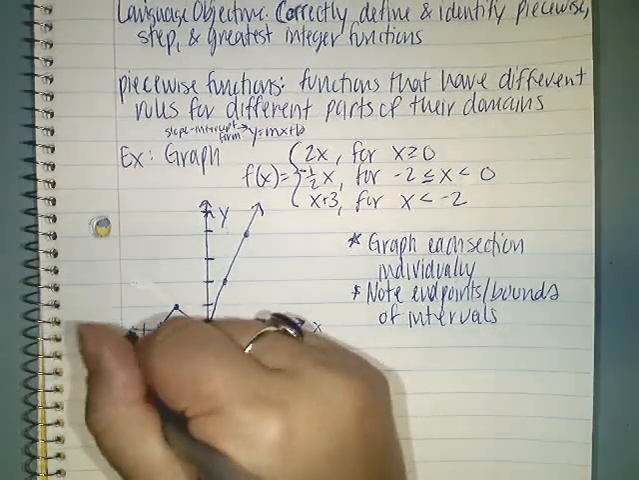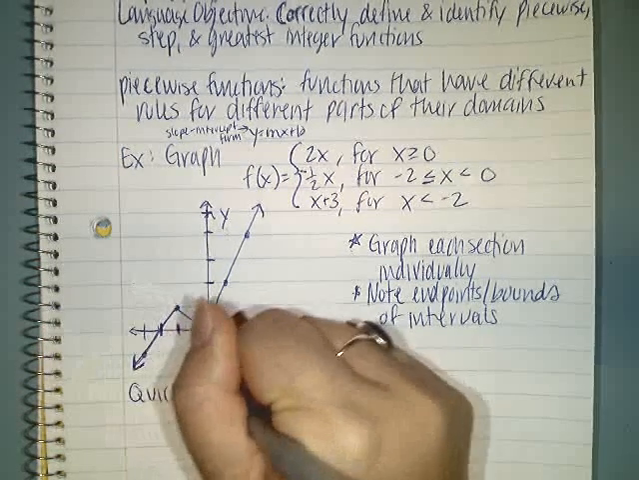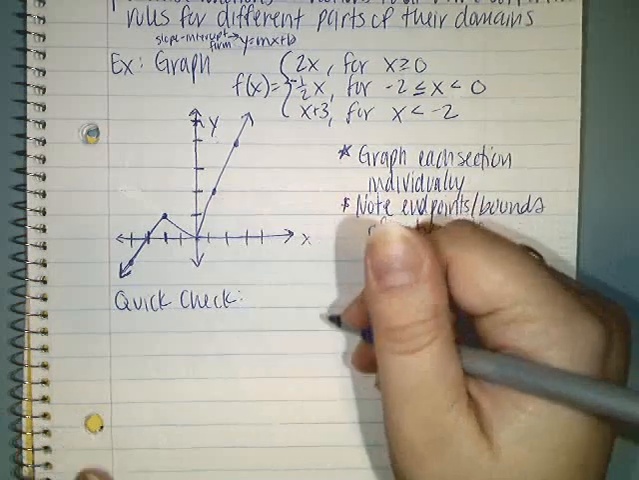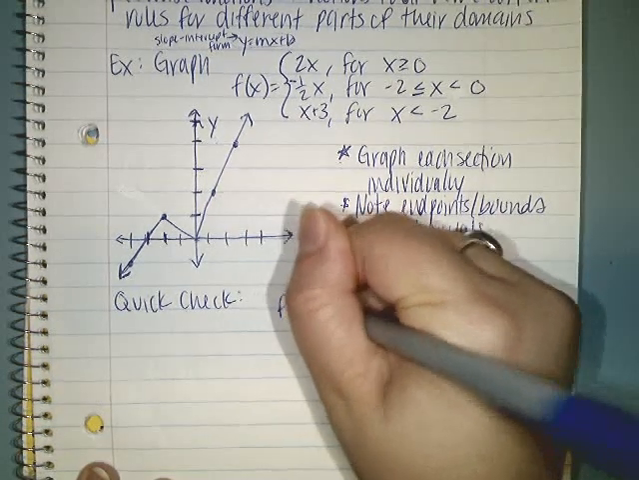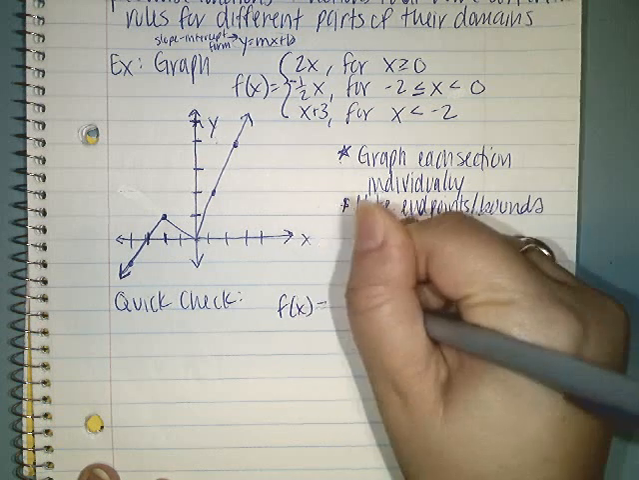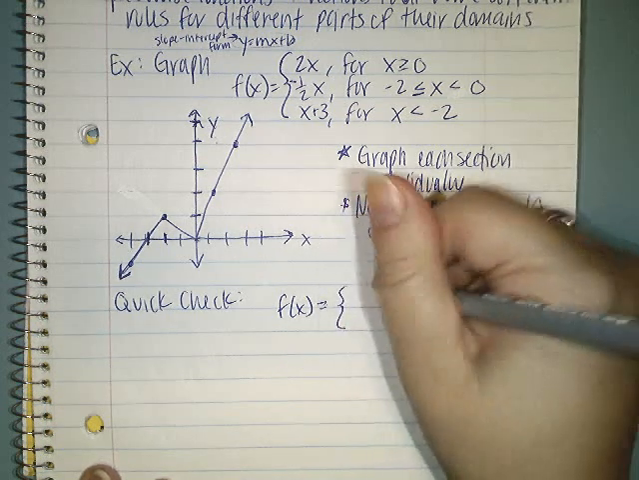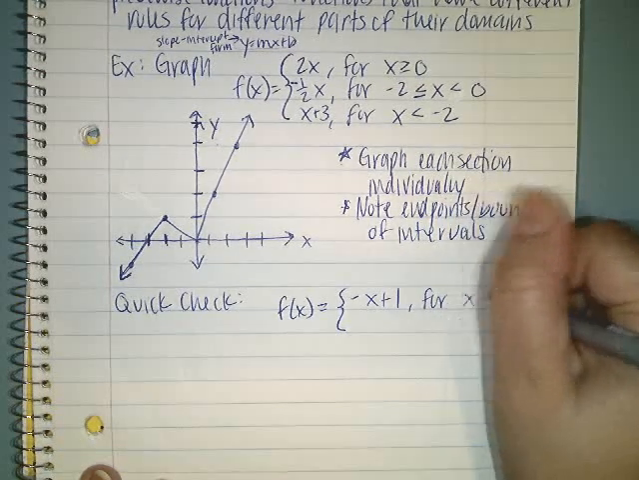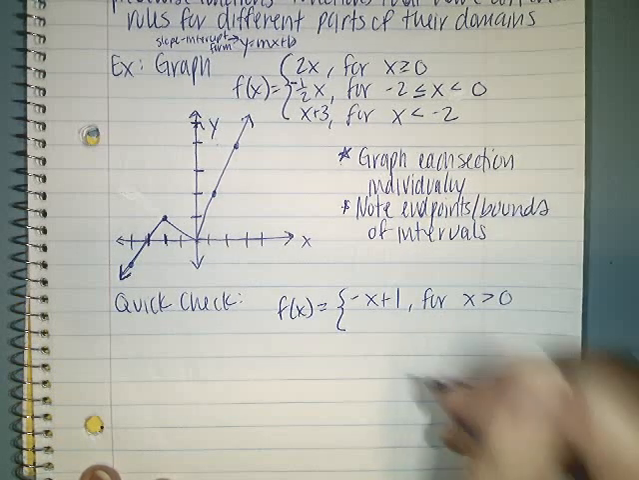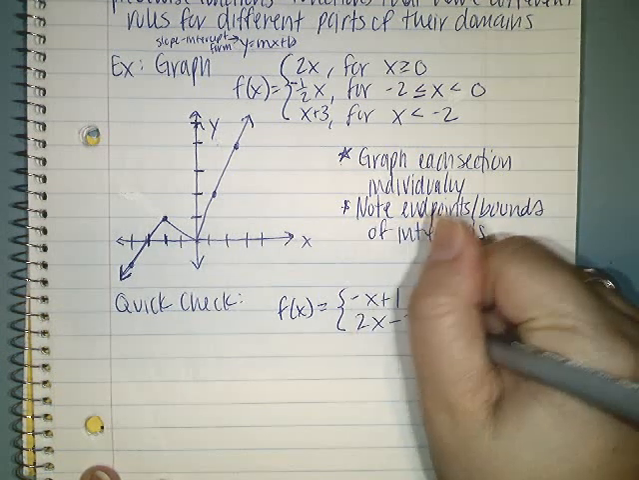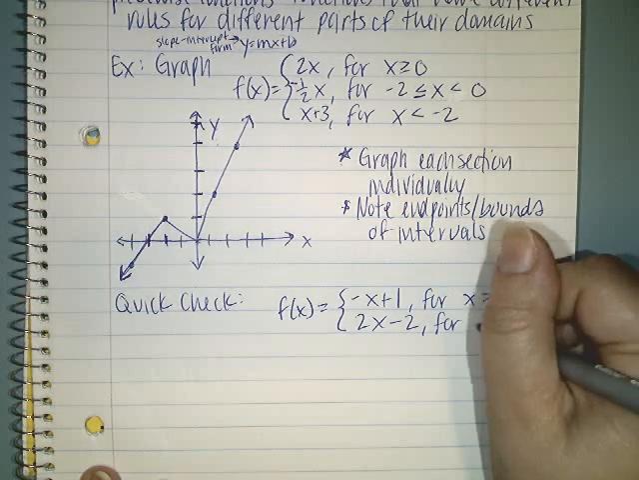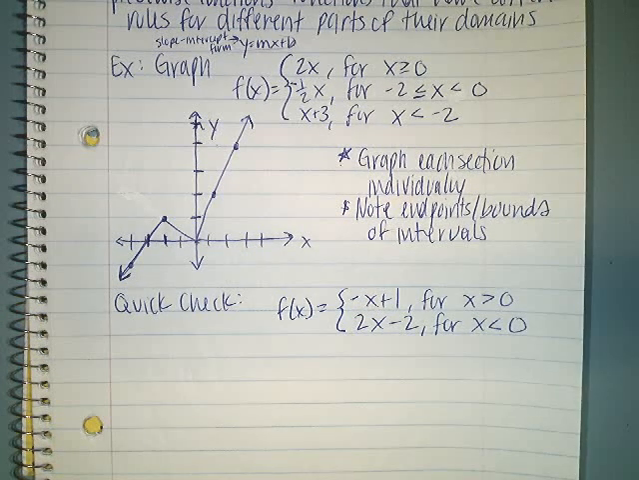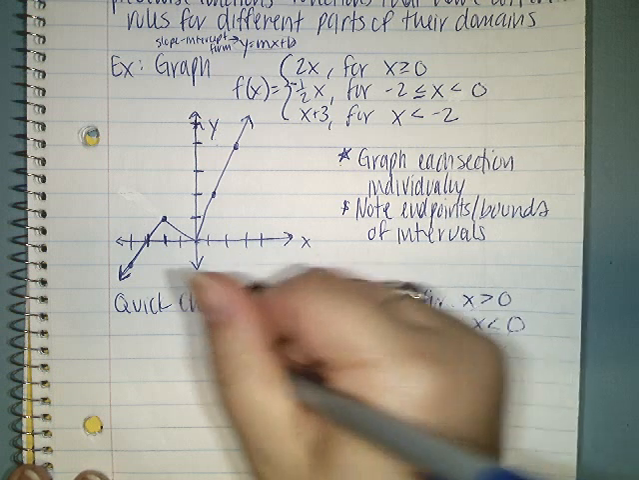I want to do a quick check if you want to try this on your own. I want you to try to graph this as much as you can by yourself. I'll make it a little less complicated. Graph f of x is equal to -x plus 1 for x greater than 0, and 2x minus 2 for x less than 0. So try this one on your own. Pause it if you need to. I'm going to go over it now.